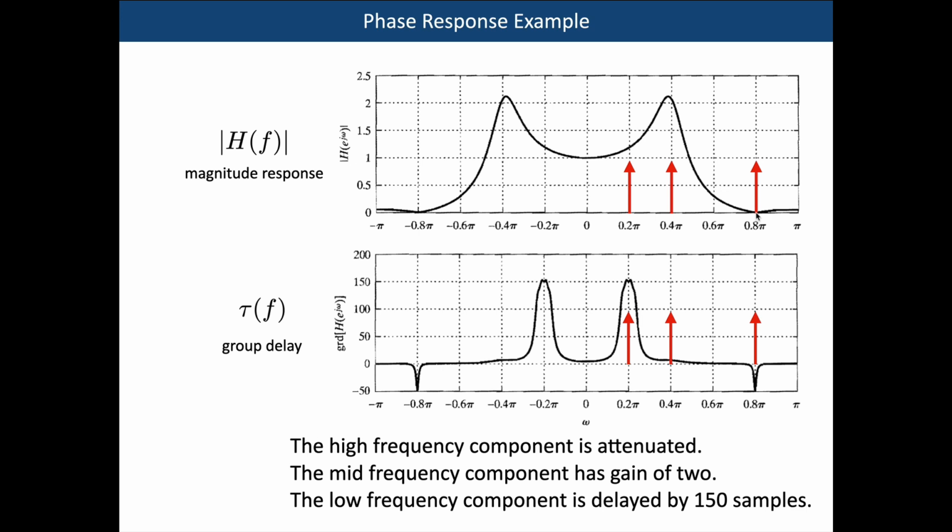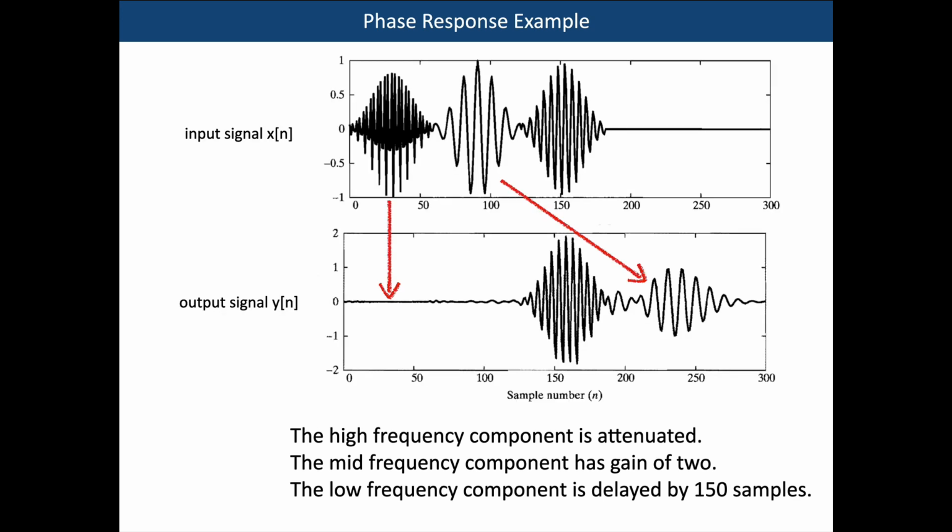Now, if we look at the group delay and see what's going to happen, the component at 0.2 pi radians per sample is going to experience 150 samples of delay. 0.4, almost no delay at all. So it'll stay in about the same position at the output as at the input. And again, the signal at 0.8 would normally experience even an advance, but the trouble is the amplitude is going to be set to 0, so we won't even be able to see it at the output. Let's take a look at the signals going in and coming out of this system.